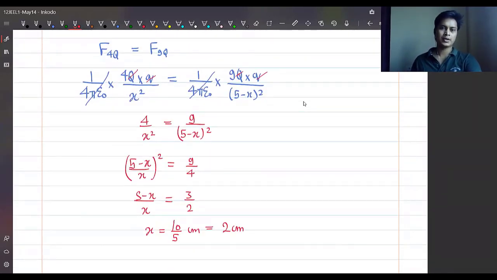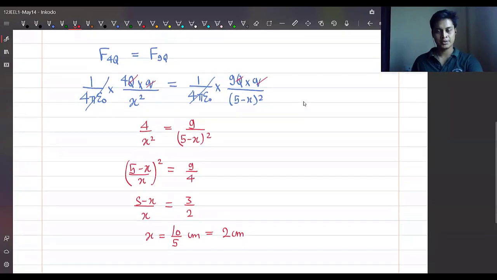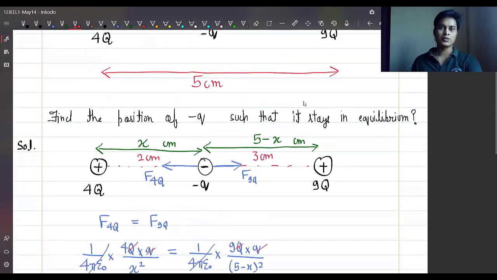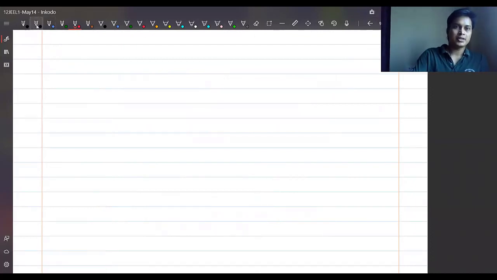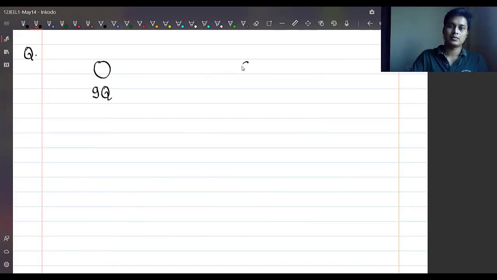So we can use Coulomb's law as well as the principle of superposition to do these types of problems. One more we'll try. Let us say two charges are given. One of them is 9q and the other charge is minus q. This is positive, this is negative.